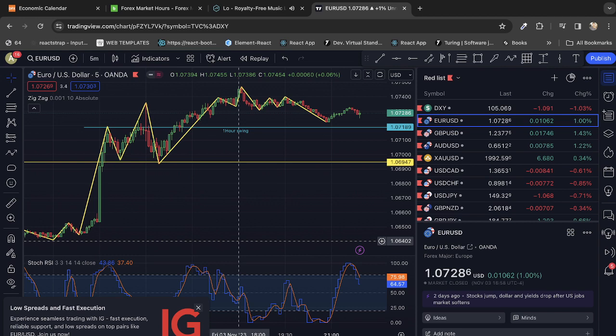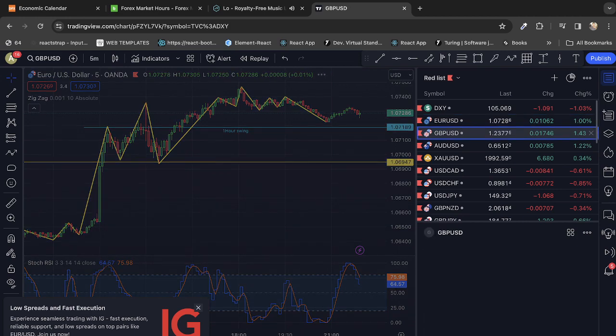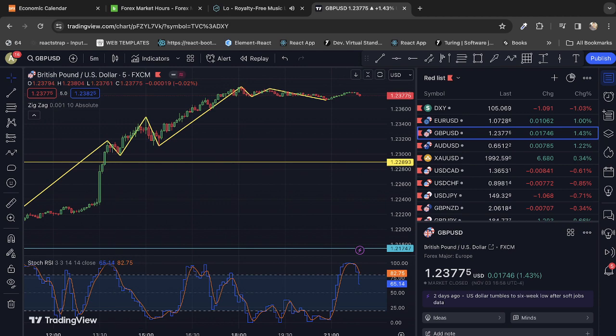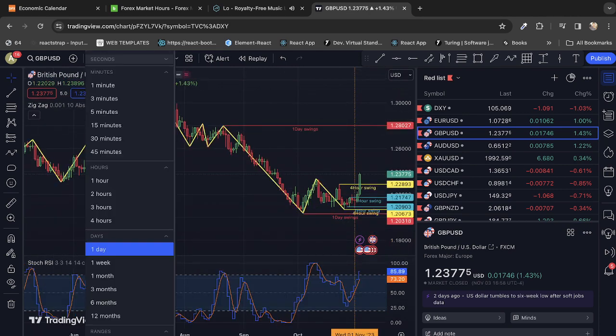Since the dollar is bullish on the higher time frame, the same thing goes for the other major currency pairs. They will be bearish. Remember, right? So that's that for us for Euro USD. If we go to British pound, same story. I'm sure there won't be much difference. It will be the same story.